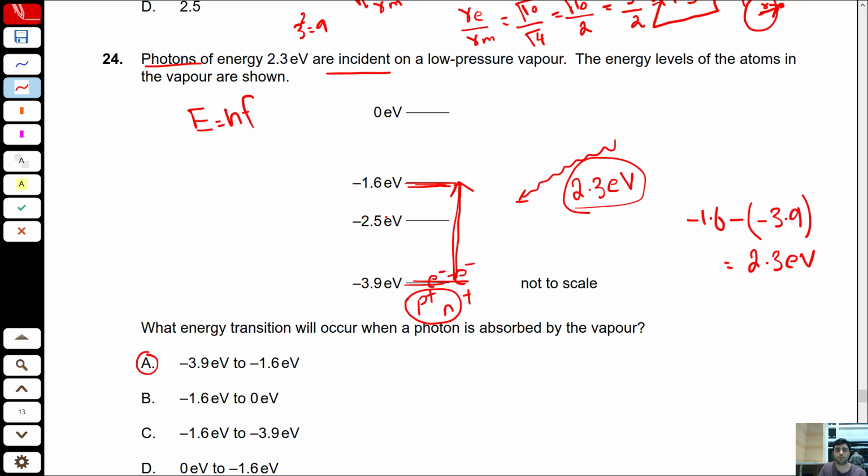Now remember, never jump down, because jumping down means energy is released. So it's an emission case. But now we have an absorption case in which energy is being absorbed, and as a result, the lower energy level electrons are able to jump to a higher energy level shell, provided that the energy level difference is exactly equal to the discrete amount of energy supplied.